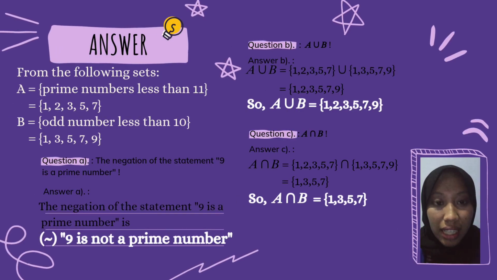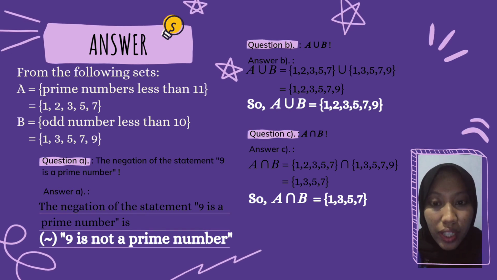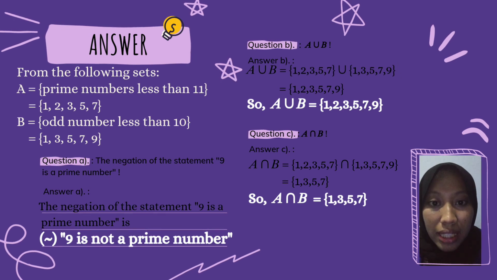After you do the exercise, you can match the following answers. From the following sets, set A is equal to prime numbers less than 11. So it's equal to 1, 2, 3, 5, and 7. Set B is equal to odd numbers less than 10. So it's equal to 1, 3, 5, 7, and 9. For question A, the negation of the statement 9 is a prime number is 9 is not a prime number.